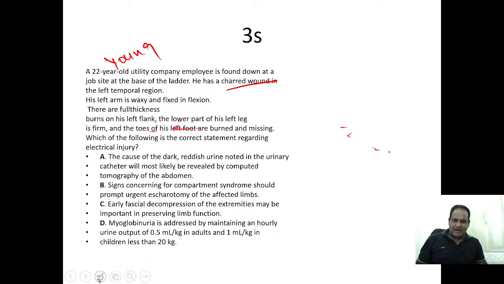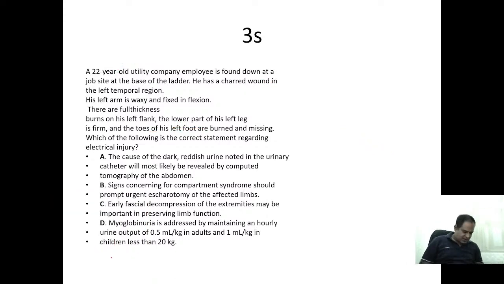We are discussing the electric burns, and by chance, I had removed my slippers and my feet was touching the ground, actually the iron ladder. So that is why this pen malfunctioned.